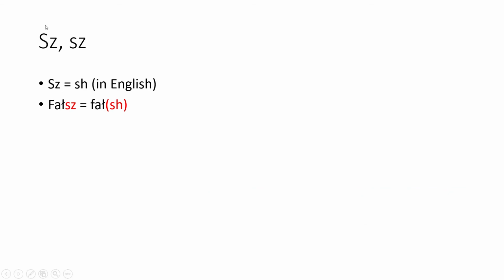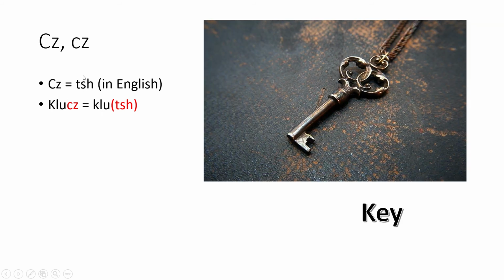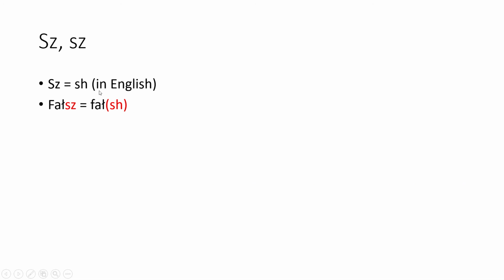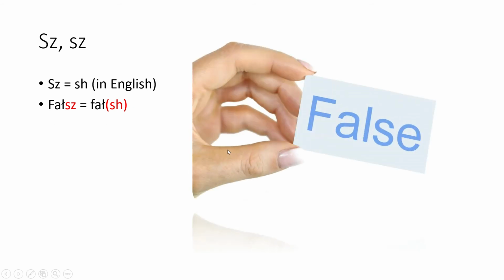Whenever you see S and Z, you pronounce it sh. So the last one was ch, because if you think about it, it's more like a T at the beginning. However, here S and Z is sh. As an example, you have fausz, okay? Like sh, false.